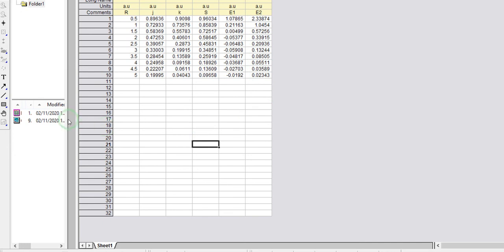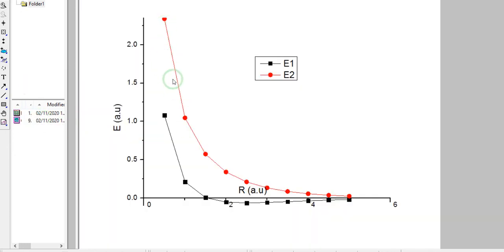Understood? That is what we can see in the plot here. So the E2 value is given in the red plot. Okay, see, when R is increasing, the x axis R increasing, then the E2 value is continuously decreasing like this. E2 value is continuously decreasing.